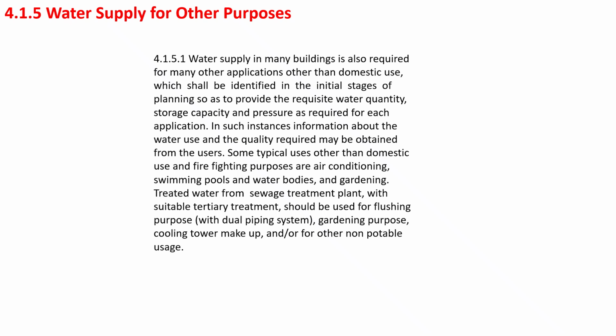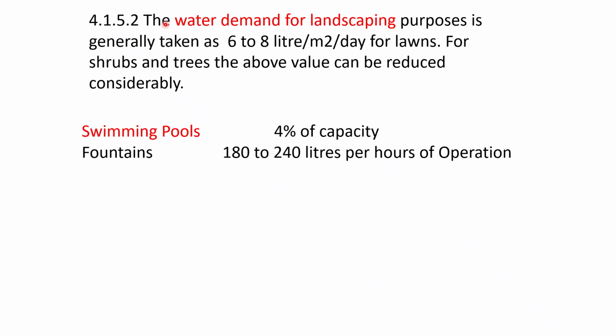Friends, you can safely assume water demand for landscaping purposes, and it is generally taken as 6 to 8 liter per meter square per day for lawns. For shrubs and trees, the above value can be reduced considerably. For swimming pool, 4% of the capacity, and for fountains, 180 to 240 liters per hour of operation.